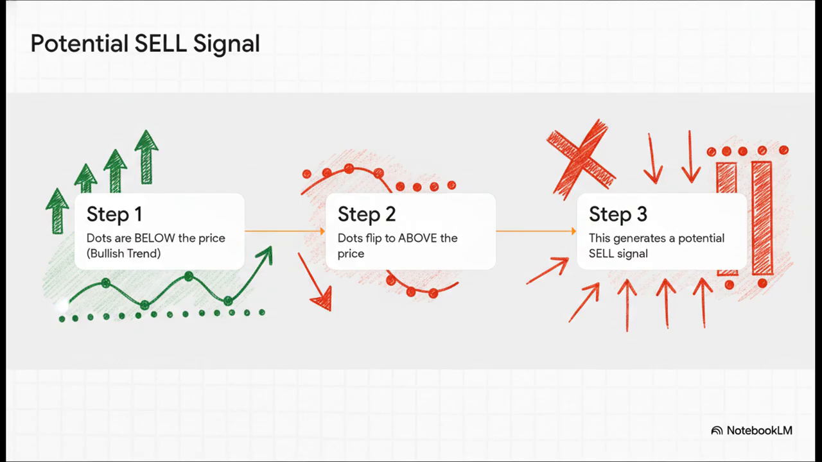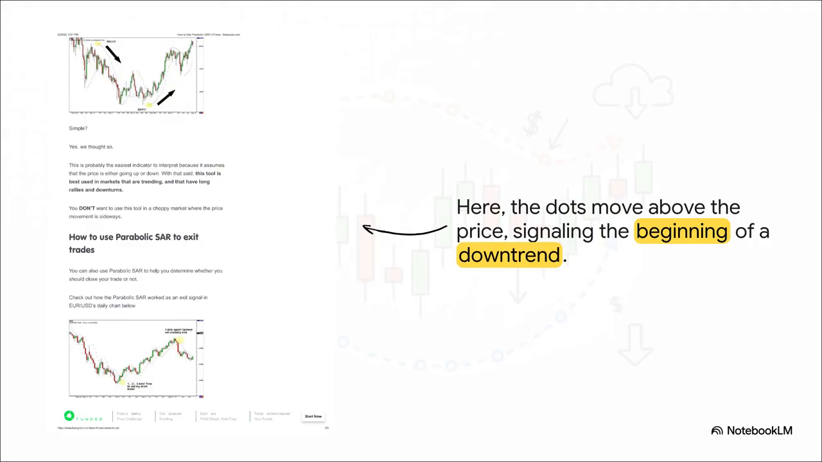This time, you start by seeing the dots below the price, which tells you we're in an uptrend. You wait patiently for that flip, and when the first dot prints above a price bar, well, that's the indicator tapping you on the shoulder saying, this uptrend might be running out of steam. And if we look at the earlier part of that same chart, you can see the sell signal play out. The dots are clearly trailing below the price during that nice rally. But then, right at the peak, you see the flip. The dots jump above the price, and sure enough, the downtrend begins.